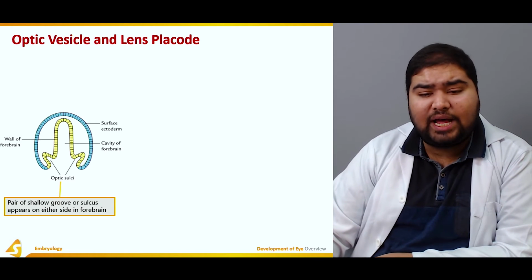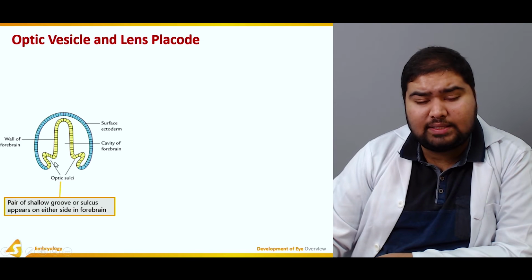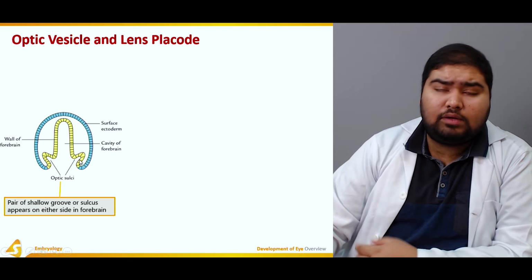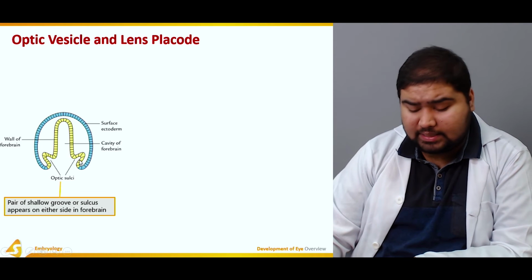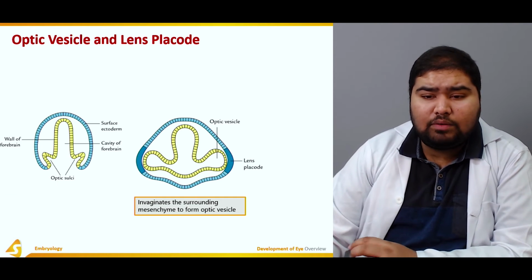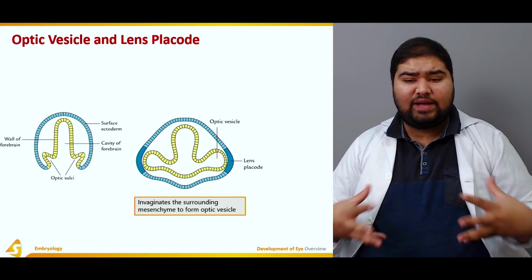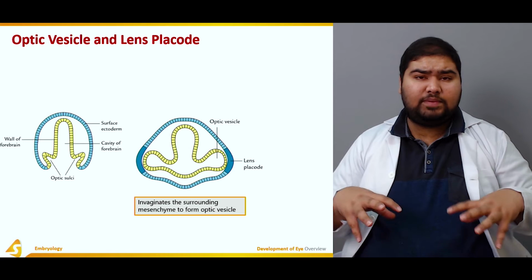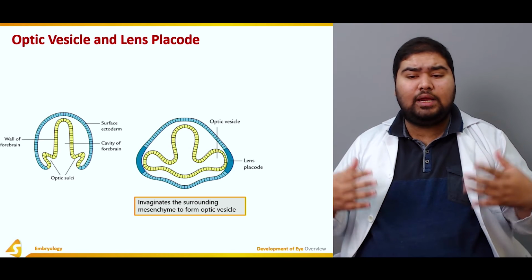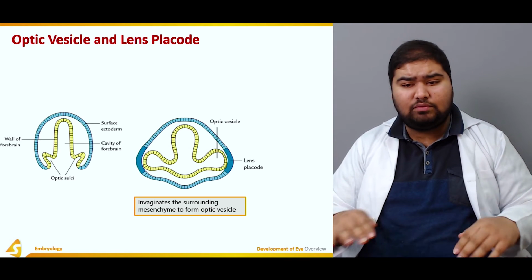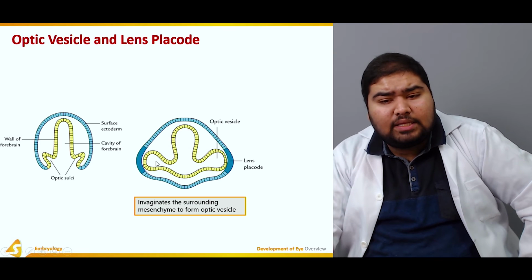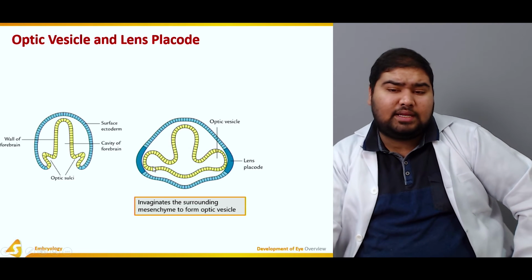Now, a pair of shallow grooves or sulci appear on either side of the forebrain. So, this is the developing cavity of the forebrain, and these are the pair of grooves or sulci which develop on either side of the forebrain. Now, they tend to enlarge, they invaginate the surrounding mesenchyme to form the optic vesicle. Now, these optic sulci enlarge and penetrate the mesenchyme. Here you can see they're now migrating in, invaginating the mesenchyme.